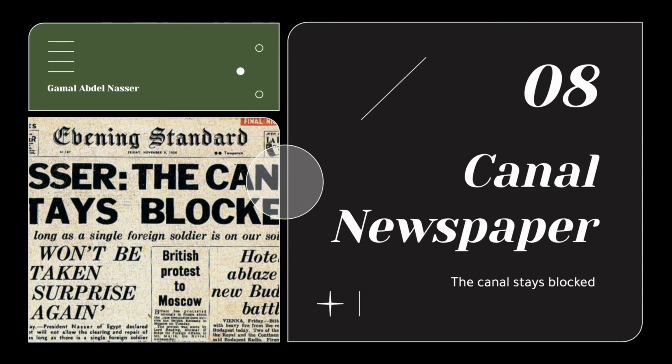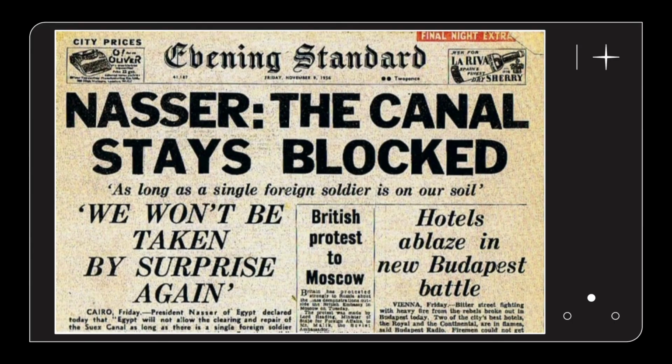For the next artifact, I was able to find a newspaper that was published during the war. On the newspaper, it says, "Nasser, the canal stays blocked." And underneath it, it says, "as long as a single foreign soldier is on our soil." In summation, Nasser is trying to say that as long as the enemy is still attacking us, we fight back. The newspaper also says, "we won't be taken by surprise again."